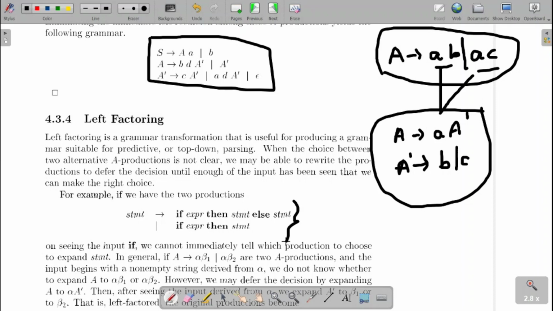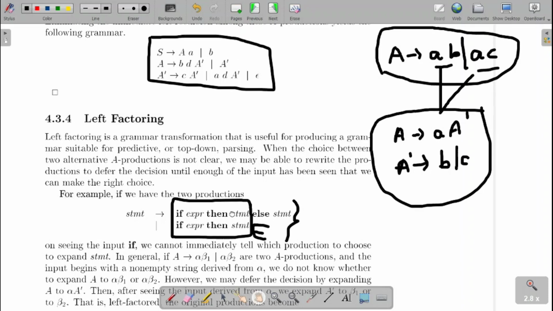Fine. So now let us take this example. A statement derives if expression then statement else statement. Now till here we have the common thing. So next here you have the else statement. Here nothing is there, means it is an epsilon over there.